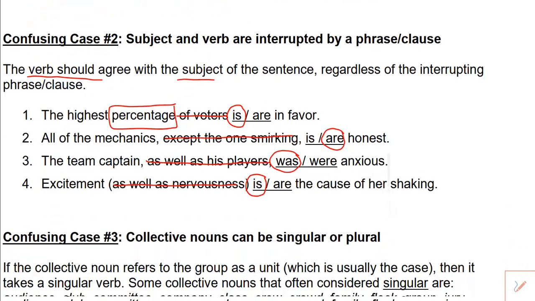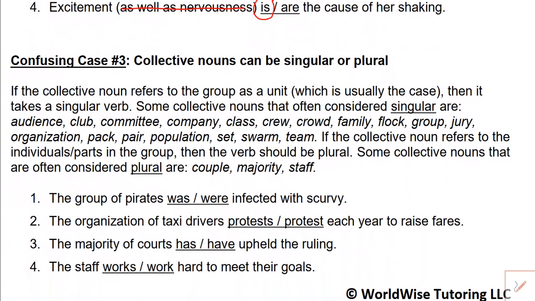Let's look at confusing case 3. Confusing case 3 involves collective nouns. Collective nouns can be tricky because sometimes they refer to the group as a unit and sometimes they refer to the individuals or parts of the group. If the collective noun refers to the group as a unit, which is usually the case, then we need to use a singular verb. I have here listed some collective nouns that are often considered singular. You can see audience, club, committee, and so on all the way through team.